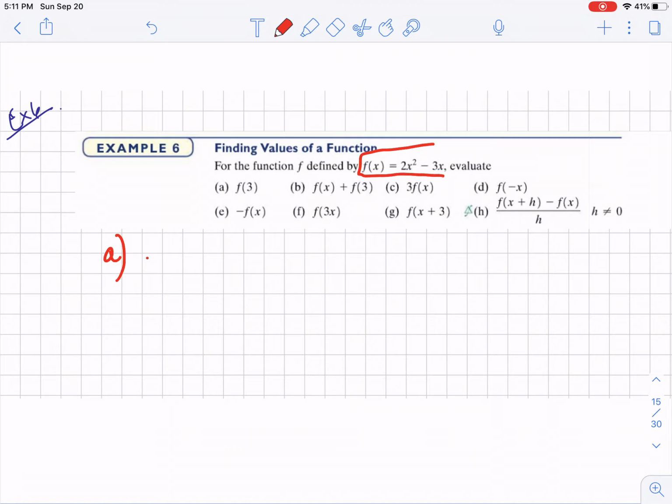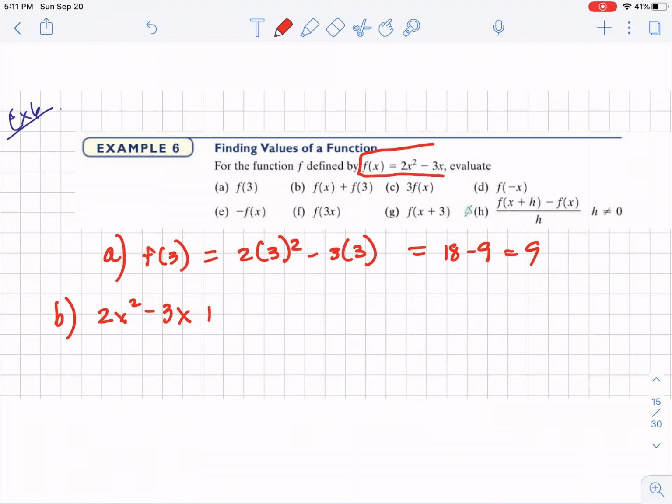What if I instead, though, wanted to plug in f of x plus f of 3? Well, it's just going to be 2x to the second. This is b, sorry. 2x to the second minus 3x plus whatever f of 3 came out to be. If I did in part A, f of 3 is going to equal 2 times 3 squared minus 3 times 3, which comes out to be 2 times 9, which is 18, minus 9, which is 9. So this would be plus 9, okay?